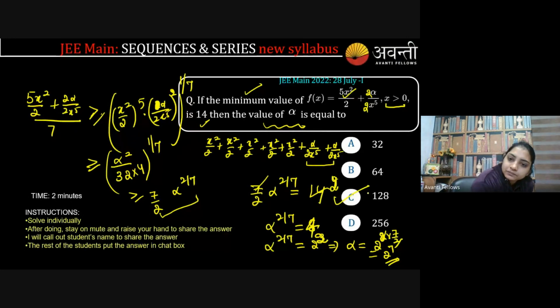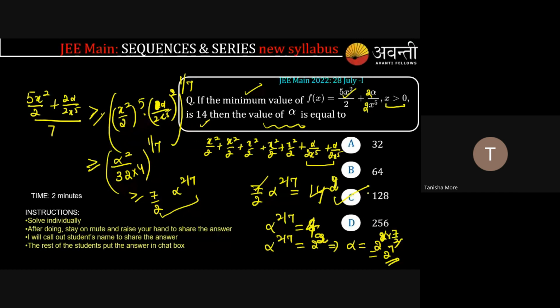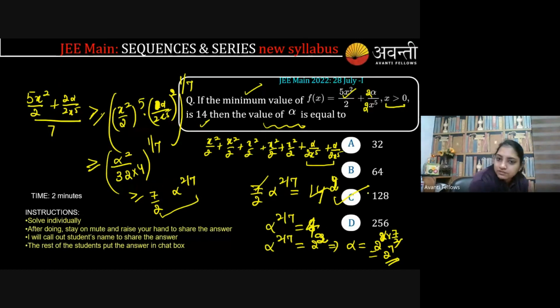Clear? Yes, ma'am. So it's a different kind of question, but it's a question based upon AM is greater than GM only. So it is clear to everyone. If anyone has any doubt, any confusion, either in Hindi or in English, whatever you want, just let me know.